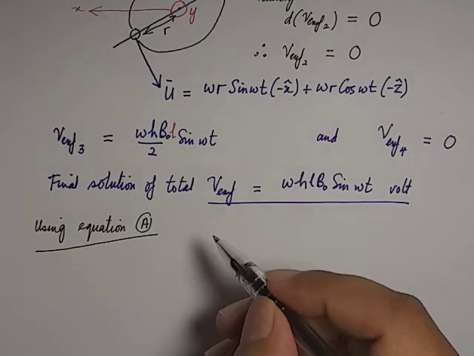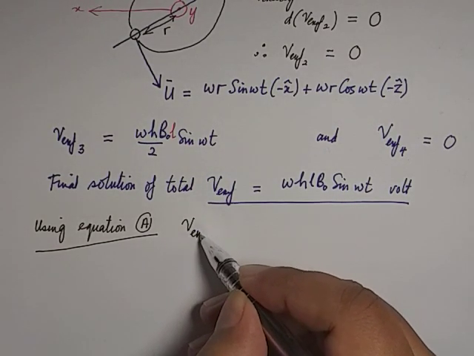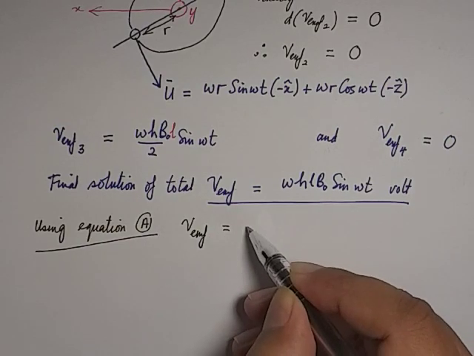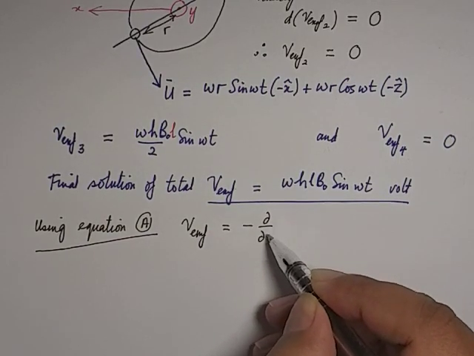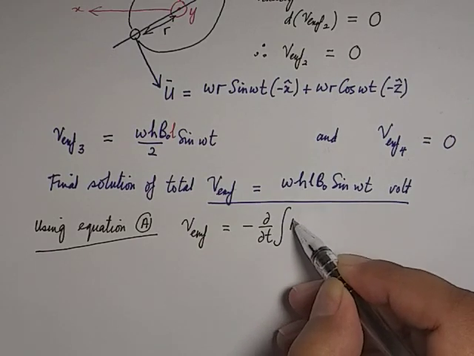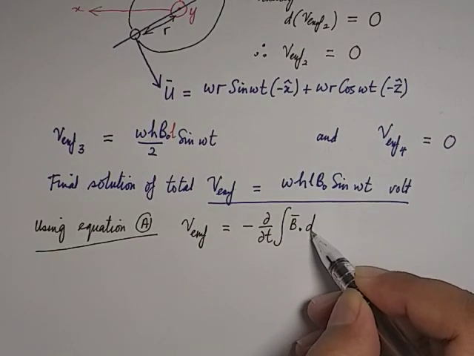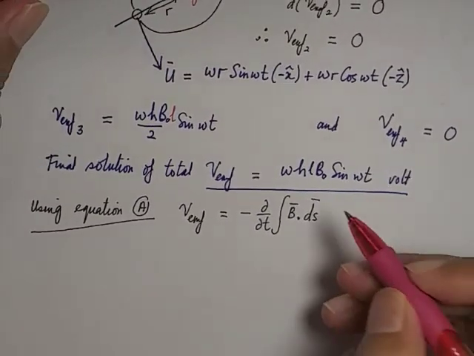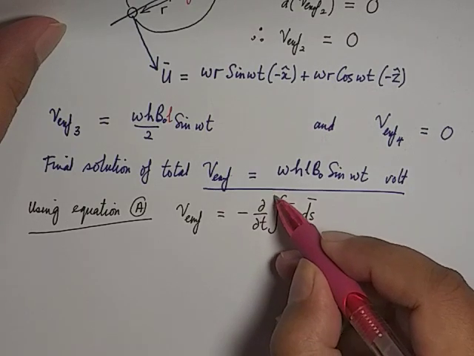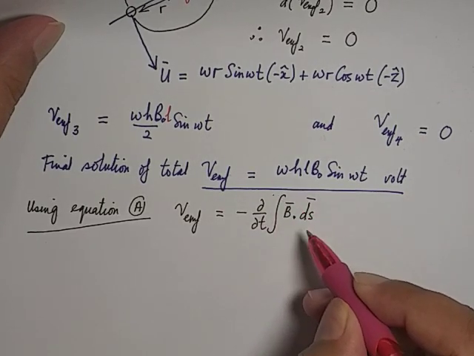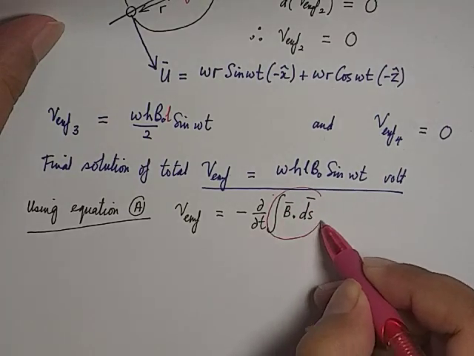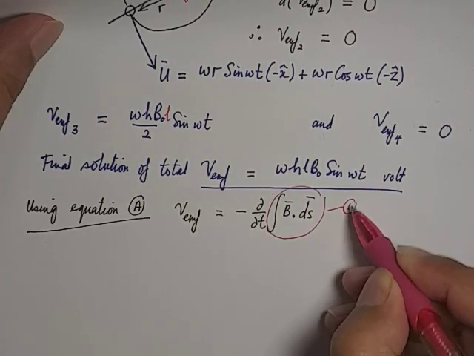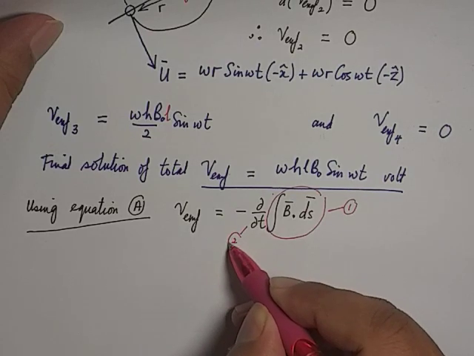So what is equation A all about just now? V EMF equals negative d over dt integral of B dot ds. Okay, so let's do it. The first task that we have to do is the dot product and the integration. So this is going to be our first part. Then we're going to do the differentiation. So let's do that now.